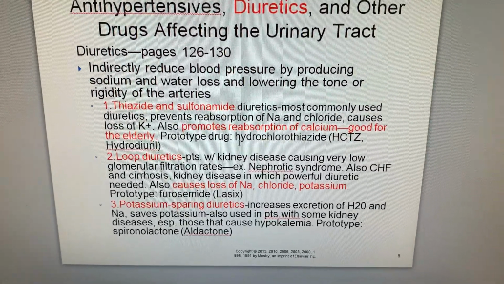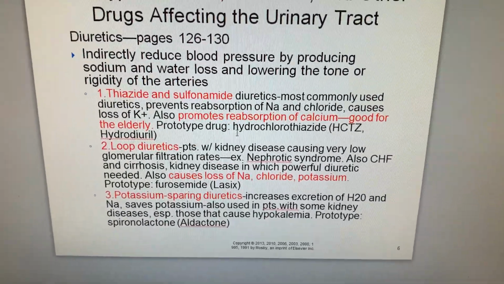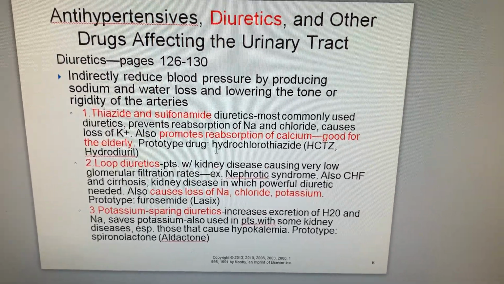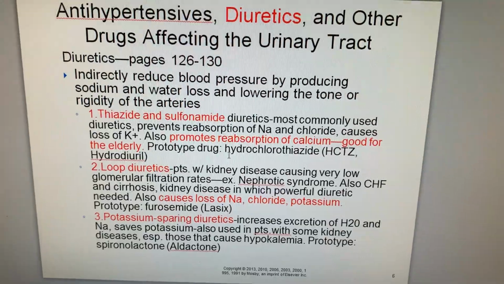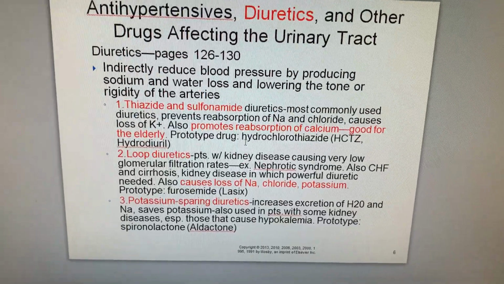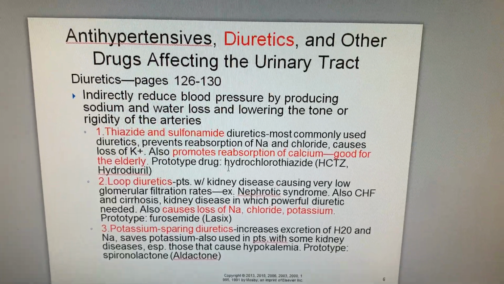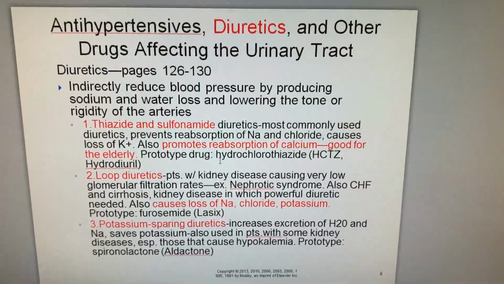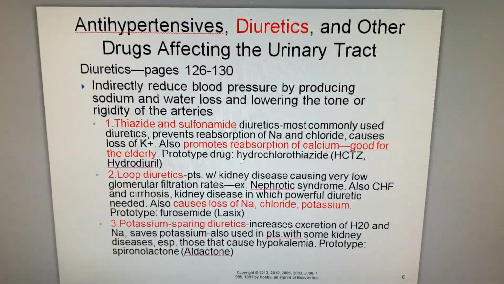So the loop diuretics also cause loss of sodium and chloride, which is salt. They cause the body to get rid of excess water because water follows salt, and then potassium goes along with it. The prototype loop diuretic is a drug called furosemide or Lasix, very commonly used for a long time. This is very good for patients who have kidney disease. If there is a certain amount of kidney failure, the glomeruli of the kidneys do not filter as well as they used to. For instance, a condition called nephrotic syndrome causes very low GFRs, glomerular filtration rates.